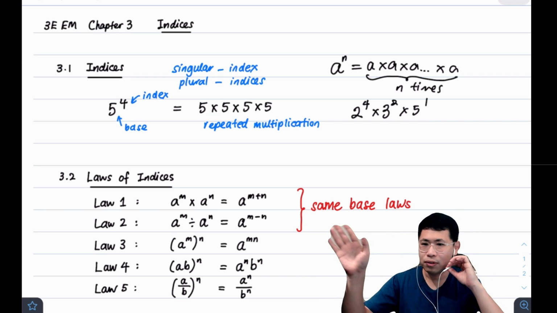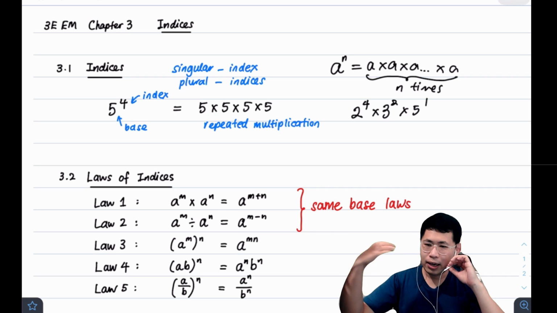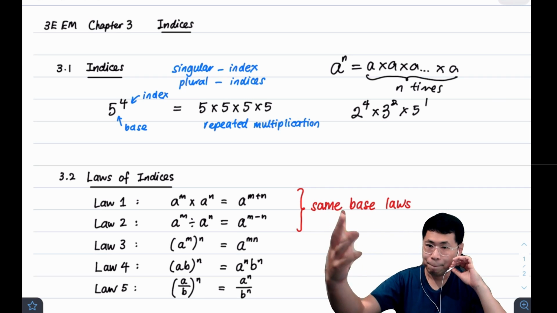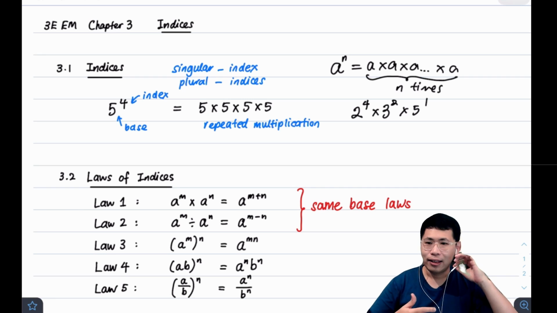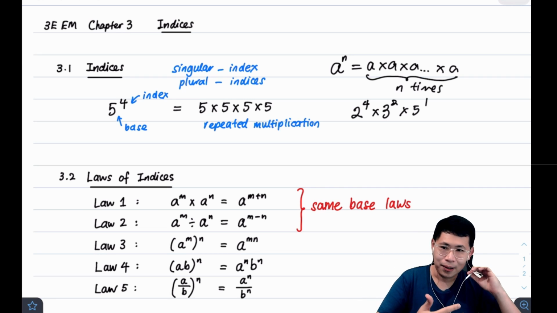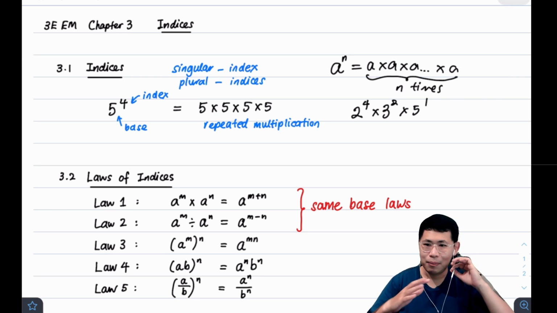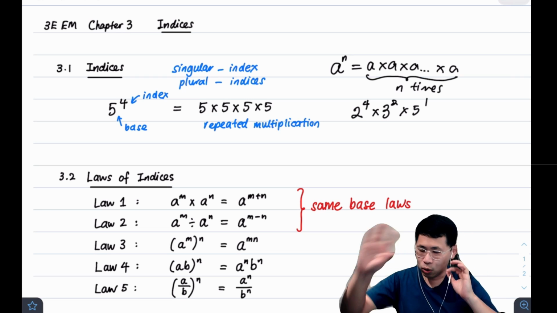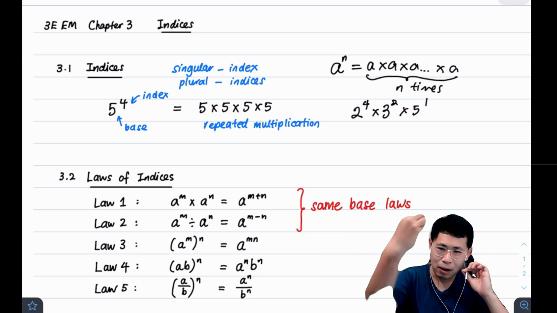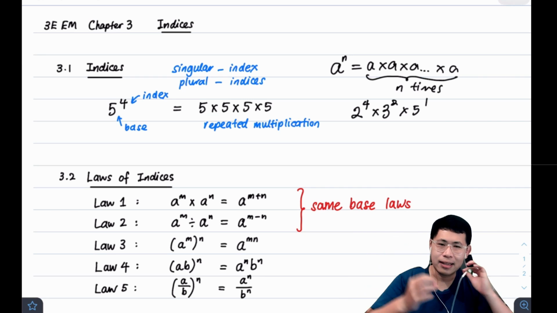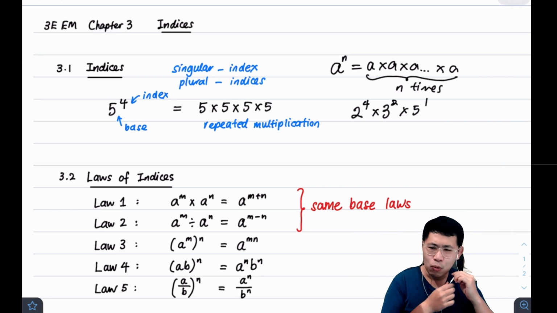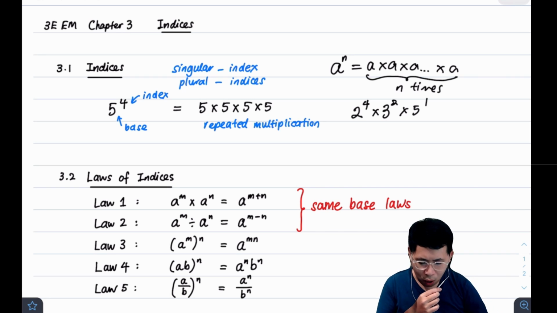So what is law 3 over here? You can see it at the third line. We have a raised to the power of m and raised to the power of n on the outside, and the overall effect would be a to the power of m times n. Okay, so one more time, a to the power of m, the whole thing raised to the power of n, so the overall effect would be m times n as the index. Okay, a bit weird, huh? But let us take a look at why.